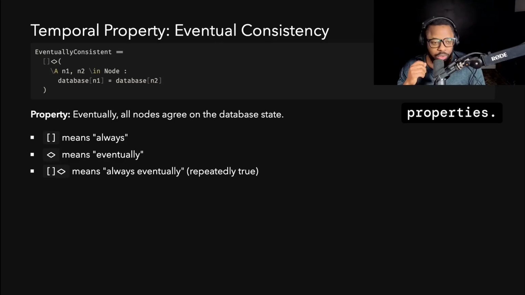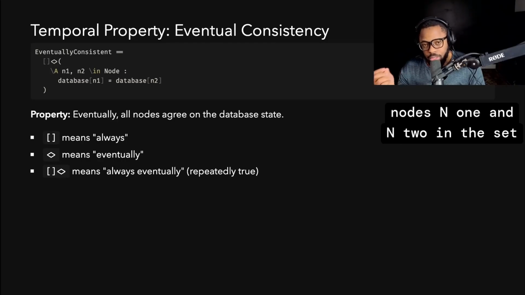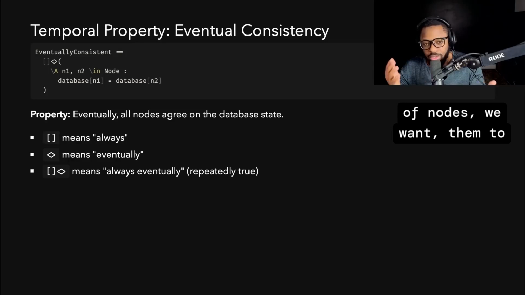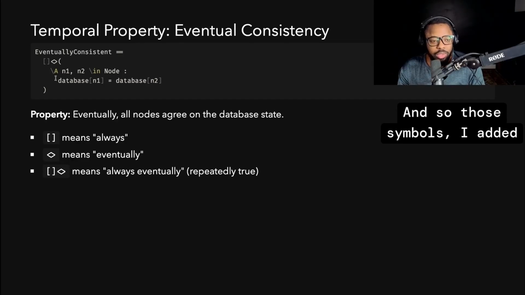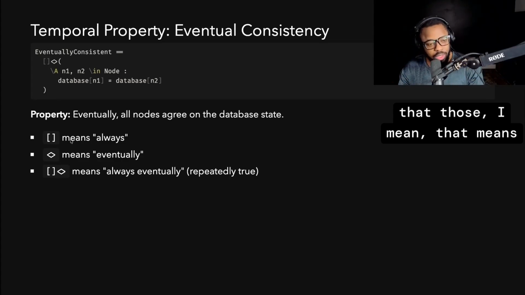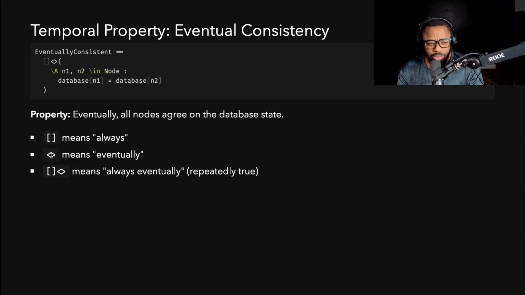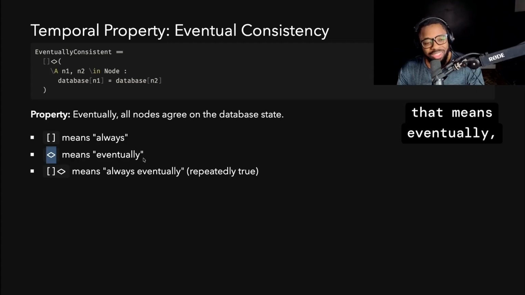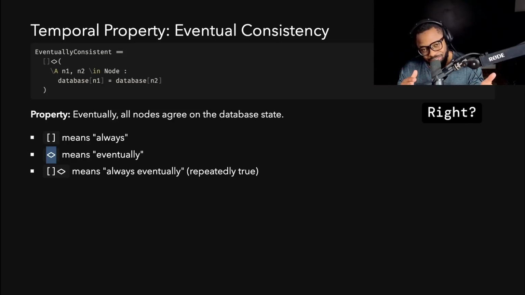Okay, so temporal properties. In this snippet, we're saying that for all pairs of nodes N1 and N2 in the set of nodes, we want them to agree on the state of the database. I added descriptions for the symbols. The square brackets mean always. And then you have the turbo, is that what it's called? Turbofish? Where did I get that from? Rust? Anyway, whatever you call this, that means eventually. And so you can have eventually always or always eventually.